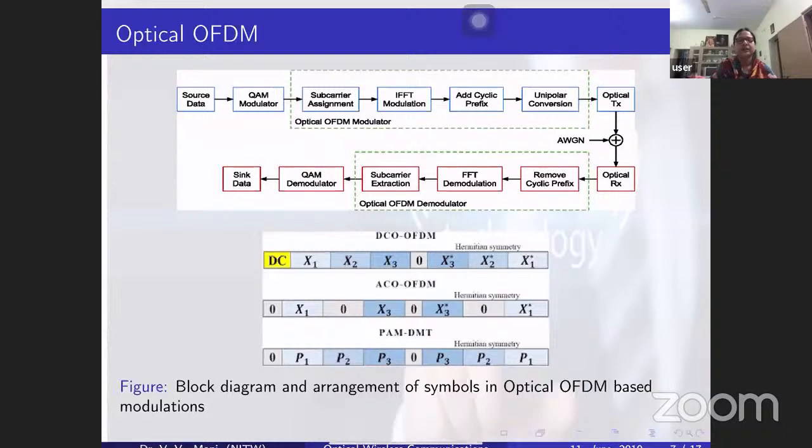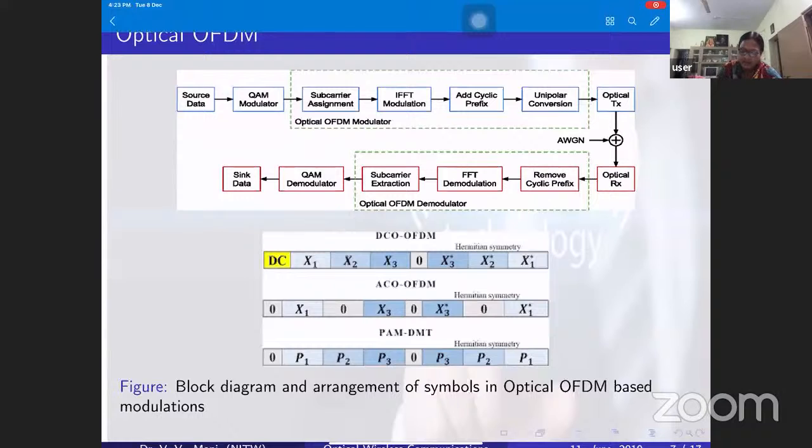In this optical OFDM, we take source data, a QAM modulator, and do some subcarrier alignment. Why do we need this subcarrier alignment? I will tell you. IFFT is there, QAM is there, source is there, cyclic prefix is there. The only additional blocks for optical OFDM are subcarrier alignment and unipolar conversion. These are the new additions. Similarly, in the receiver, we use subcarrier extraction, because assignment is done, extraction is done. Then unipolar conversion is not required because the signal already falls on the optical device, which takes care of my unipolar output.